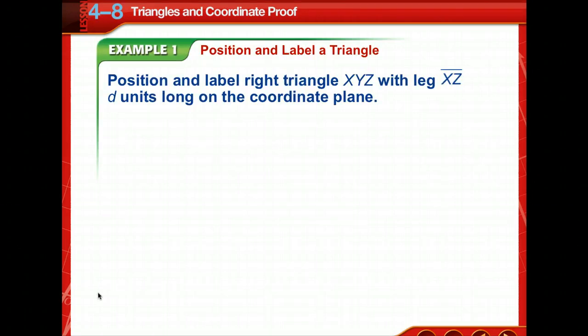So we're going to talk about positioning and labeling a triangle. Now, as with global positioning systems, knowing the coordinates of a figure in a coordinate plane allows you to explore its properties and draw conclusions about it. Coordinate proofs use figures in the coordinate plane and algebra to prove geometric concepts. The first step in a coordinate proof is placing the figure on the coordinate plane.